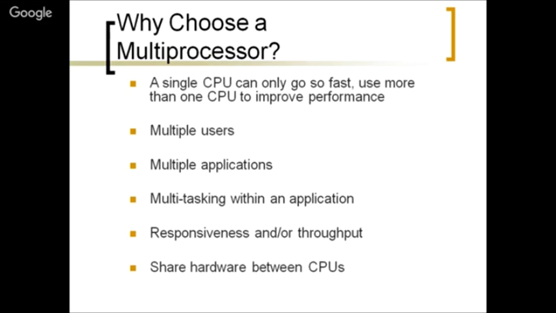Multitasking within an application. As I already told you, if you see that hierarchy, multitasking is obviously there. Further, you can call it multi-threading also from the networking point of view. All right. Then we have responsiveness. Otherwise, it will increase the throughput also, right? But we have to share the hardware between the different CPUs.